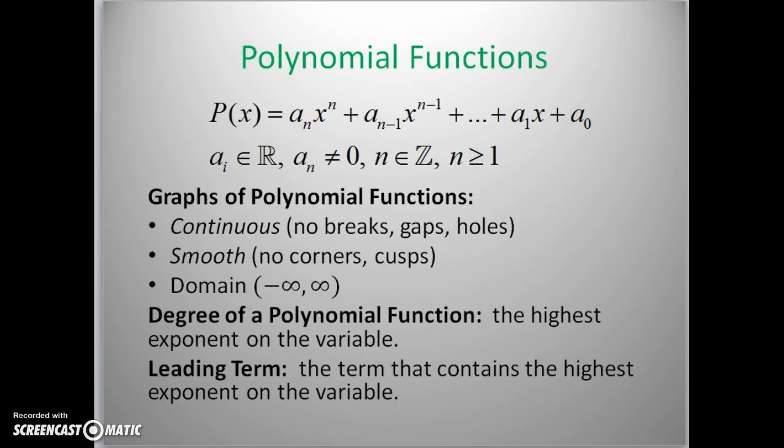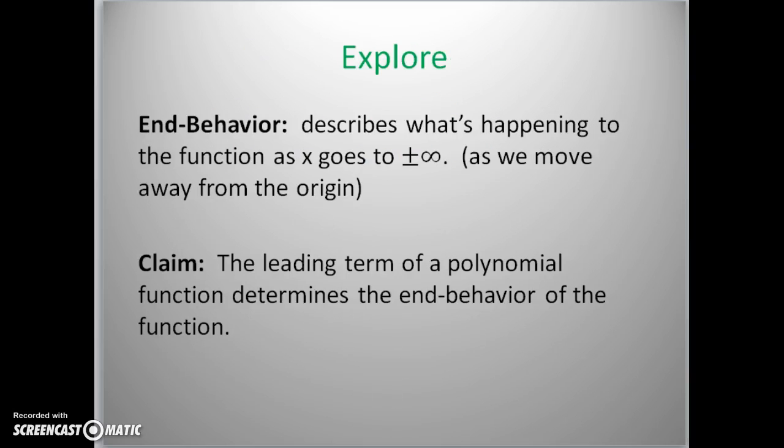Now the highest exponent on the variable, in this general form, would be n. That is what we call the degree of a polynomial function. Since we're looking at a function in one variable x, we can just take the highest exponent on the variable to be the degree. The leading term is the term that contains the highest exponent. So if our terms are written in descending order by degree, it would be the first term. That's why we usually call it the leading term.